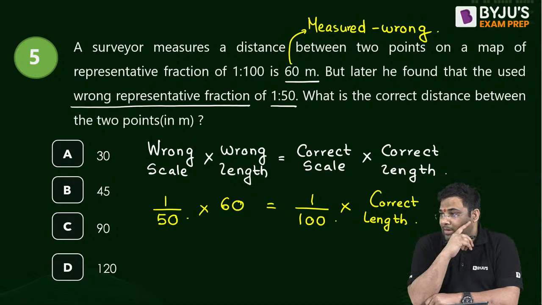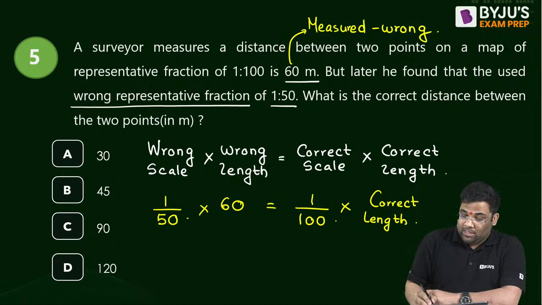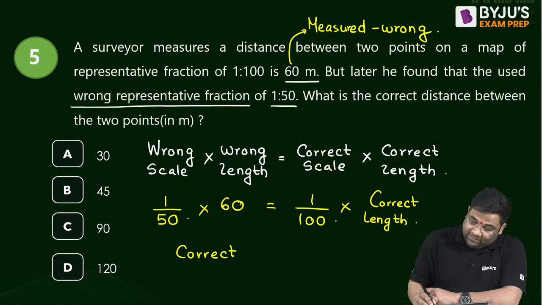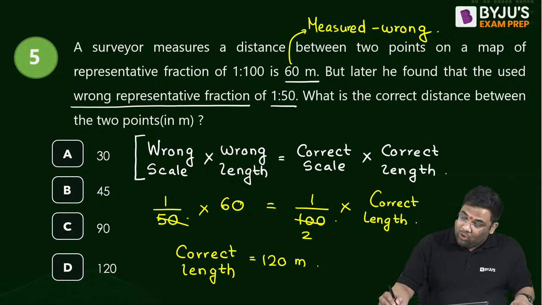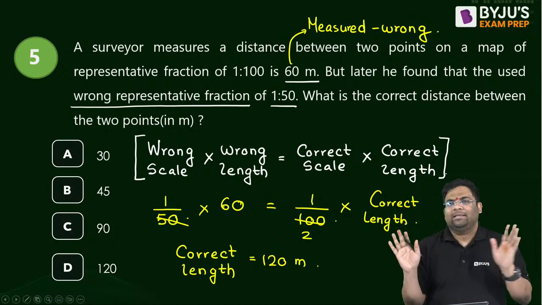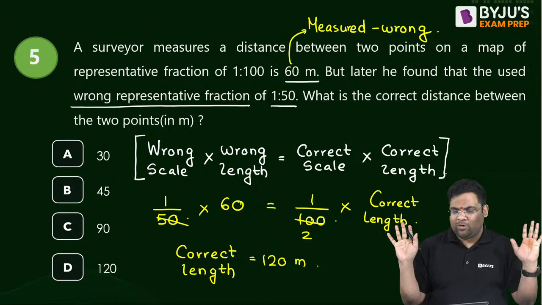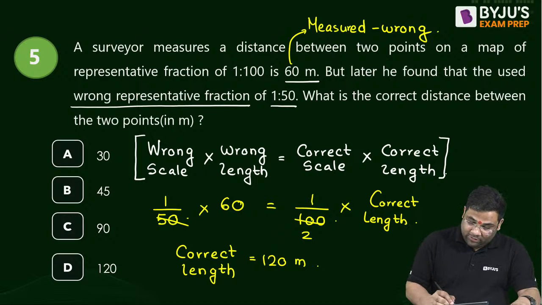So what is the correct length here? Tell me. D. Understood this formula? Now people get confused in such kind of questions, and therefore I am solving these questions with the theory also. 120 meter. Now you will not get confused in these questions, right? Just remember, wrong scale into wrong length equals correct scale into correct length. Easy to remember this formula? Okay, very good. So the answer is D. Next question.